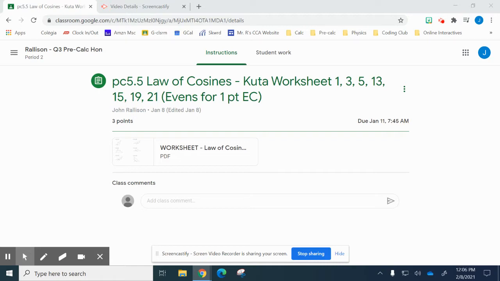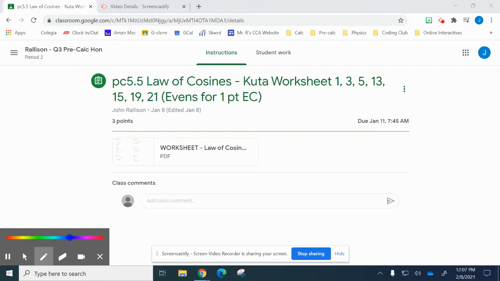So this walkthrough is for the law of sines. Before we go to the worksheet, let me just write out the law of sines for you. You're going to notice it looks a lot like the Pythagorean theorem, and in fact, the Pythagorean theorem is a special case of the law of cosines.